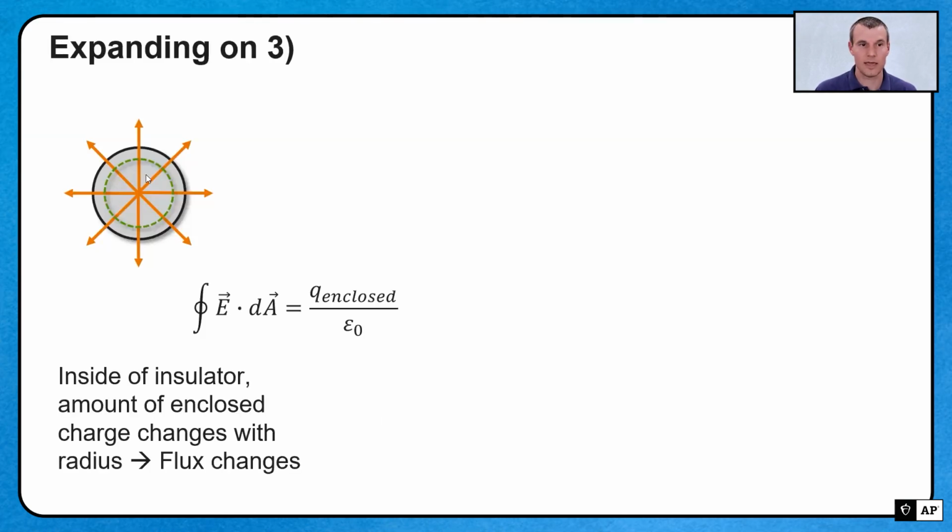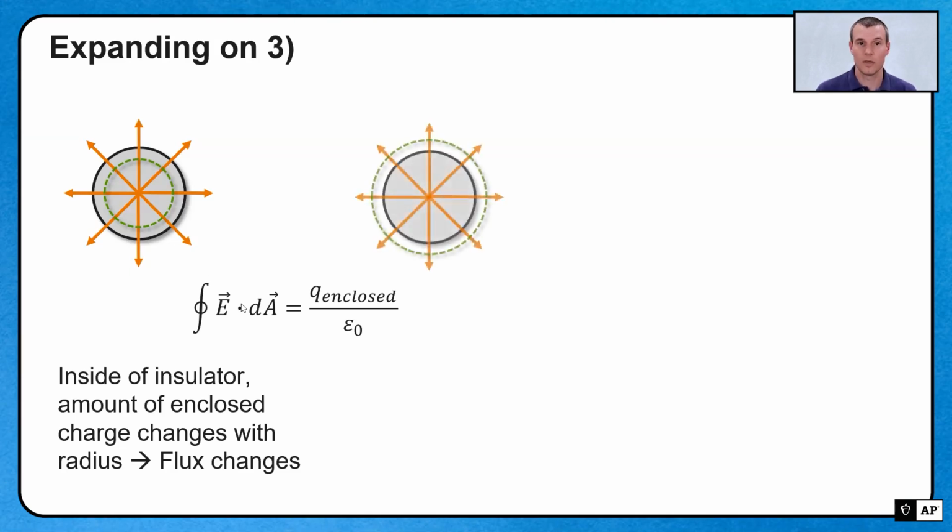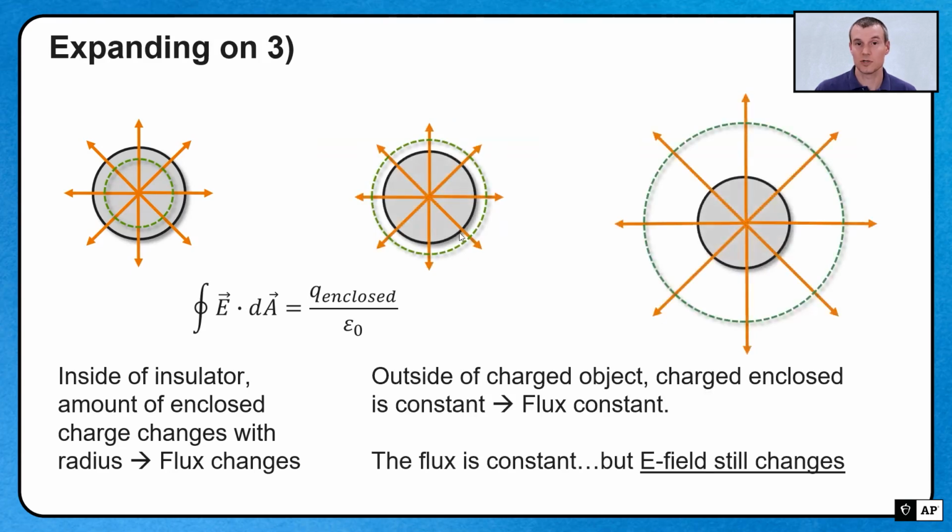So looking at 3, if I have my surface inside of an insulator, and my charge had a variable charge density, my charge would change as a function of radius. So flux would also change. But once I'm outside the surface of the charged object, there's no additional charge I'm accumulating as I move outwards. So my flux is constant. Key thing, my E field can change, as you see the field lines getting further apart. So it's going to get less and less. But the overall flux, as I make my Gaussian surface bigger or smaller, as long as I'm outside of the surface, would be the exact same. So that's a key thing to note: the E field versus flux.